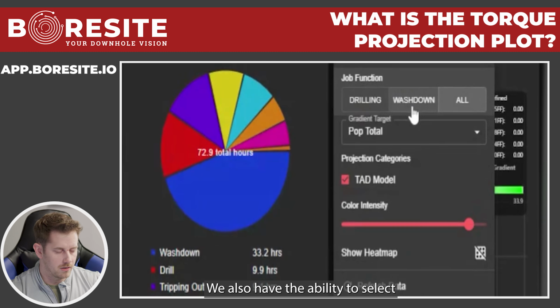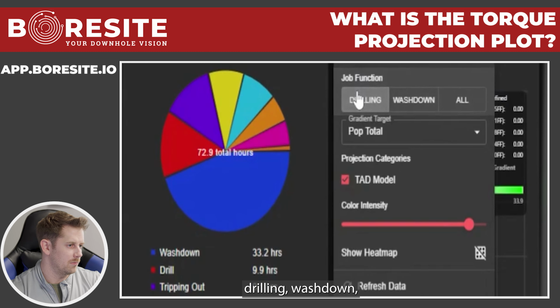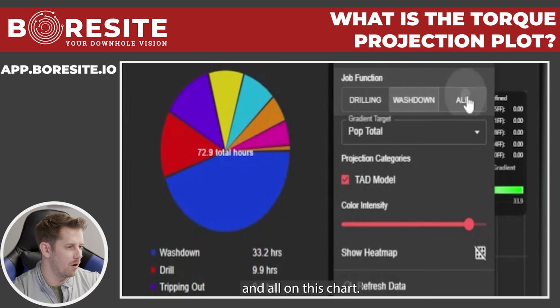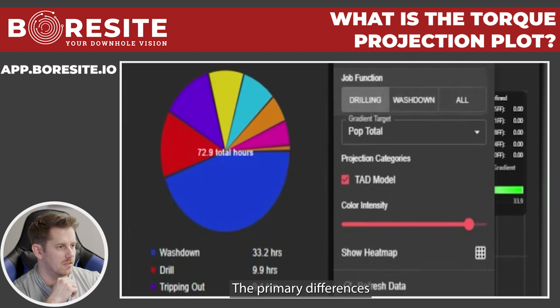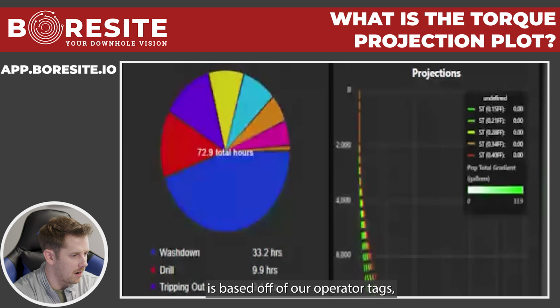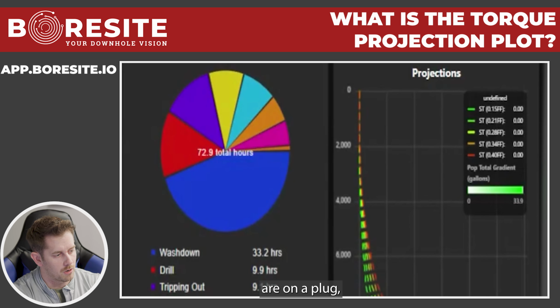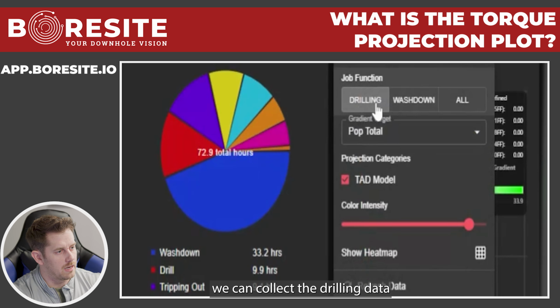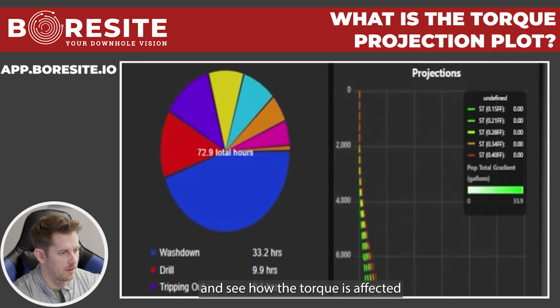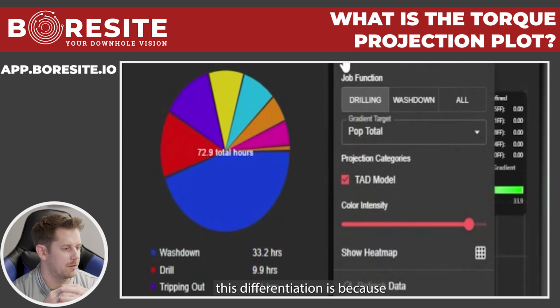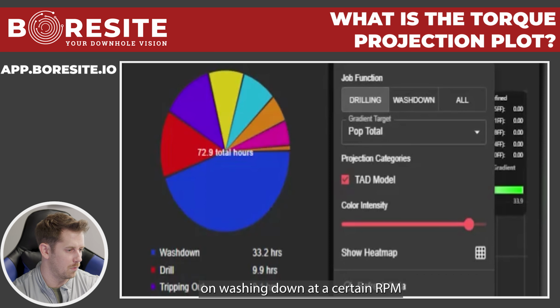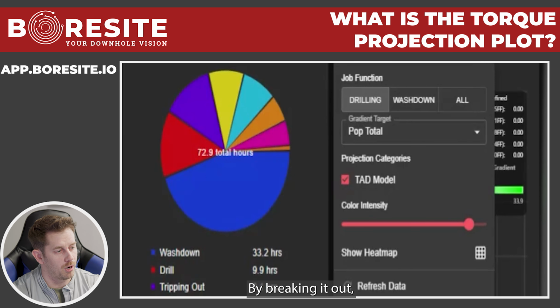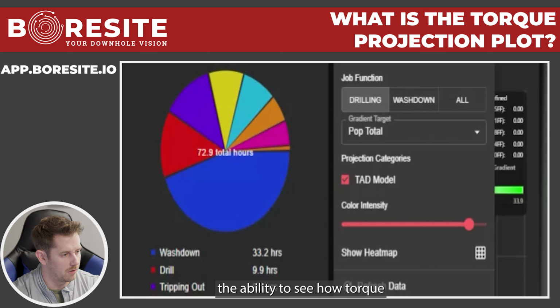We also have the ability to select drilling, washdown, and all on this chart. The primary differences are based off of our operator tags. Whenever our operators are on a plug, we can collect the drilling data and see how the torque is affected this way. The reason we made this differentiation is because certain operators have a preference on washing down at a certain RPM and drilling at a different RPM. By breaking it out, it gives our end users the ability to see how torque is trending for both cases.